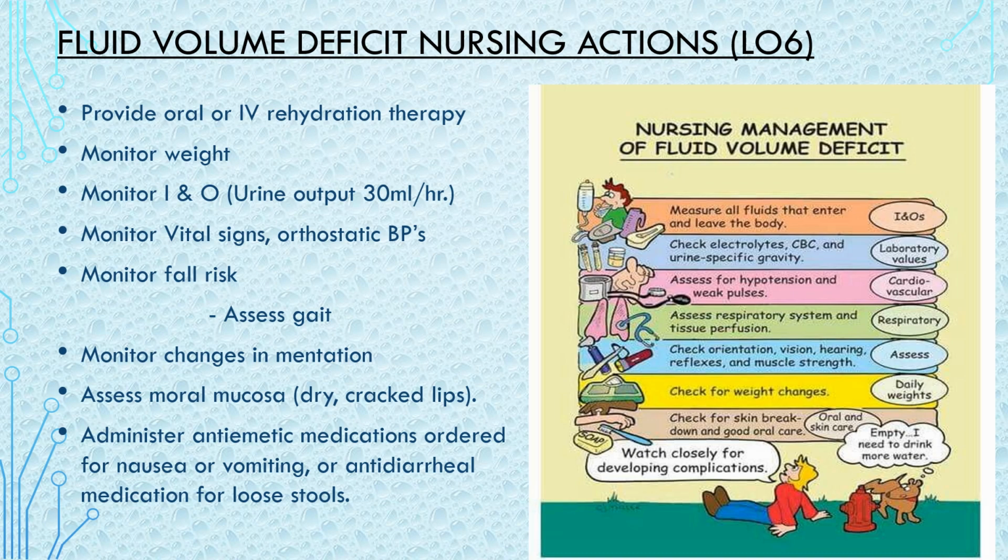Monitor I&Os. As I said, urine output should be 30 mLs per hour. Monitor vital signs, including orthostatic blood pressures, to determine if they have orthostatic hypotension. And then you want to monitor for fall risks. If they are a fall risk, you want to implement fall risk and safety measures as per facility policy. You want to assess their gait and monitor changes in mentation. Some people can get confused, especially the elderly.